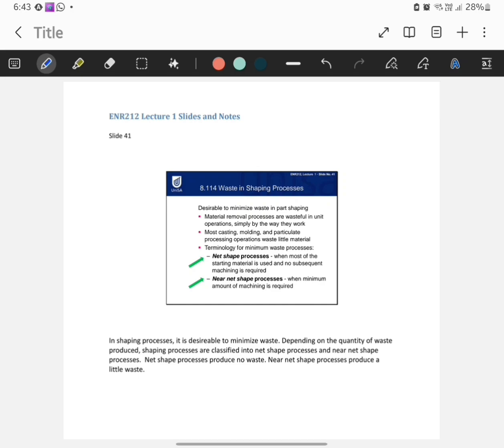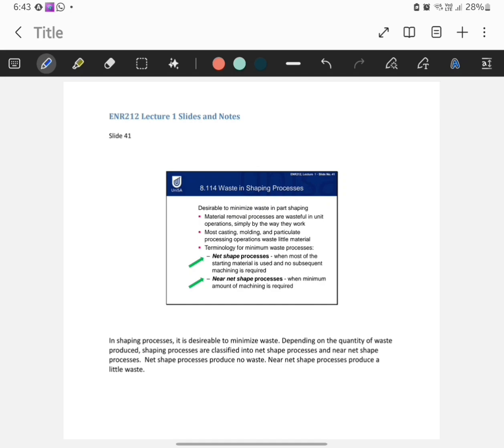There are two specific terms for low waste processes, as we discussed. We have net shape processes and near net shape processes. Net shape processes use nearly all of the starting material and typically require no further machining. In net shape processes, we use nearly all the material that we have, all the starting material.